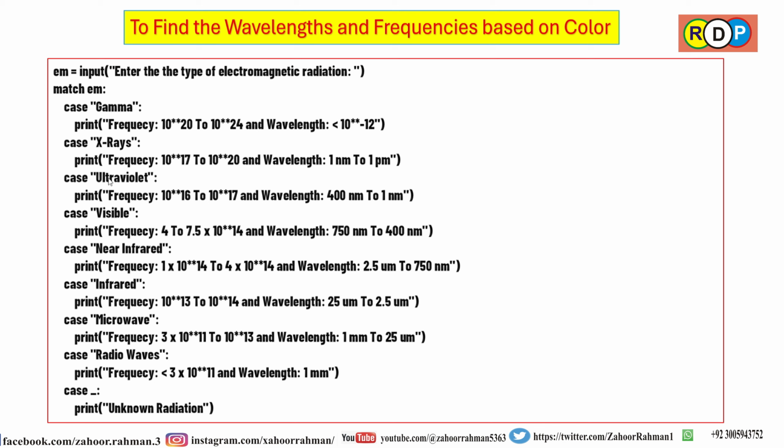If this is not, then ultraviolet, then visible light, then near infrared, infrared, microwave, and radio waves will be tested. If no match is found in any of the cases, it will go to the print statement and print unknown radiation. These values I have taken from the tables. So keeping in mind the tables, I will write a program here as well. So let us write a program.